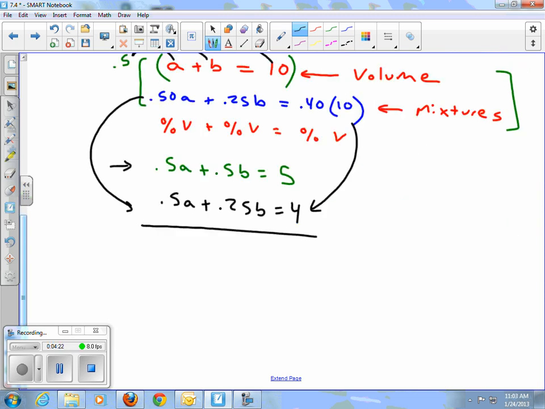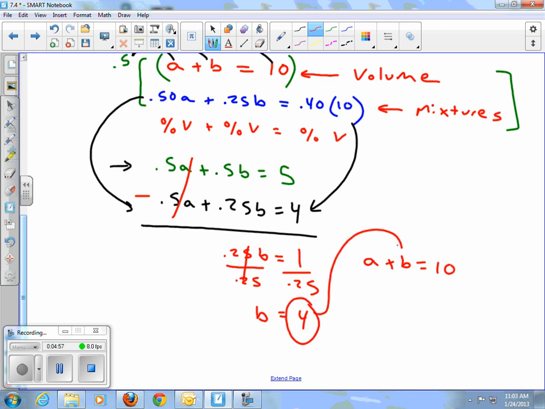Now that we've got these equations, we can solve by elimination. Subtract this equation, which eliminates that variable. We're left with 0.5 minus 0.25, which is 0.25b, equals 1 liter. Divide by 0.25, divide by 0.25, and it tells me the volume of B, or solution of 25%, is equal to 4. 1 divided by 0.25 is equal to 4. Now, we've just about solved this problem. We know that A plus B had to equal 10. We found B to be 4, therefore A must be 6.